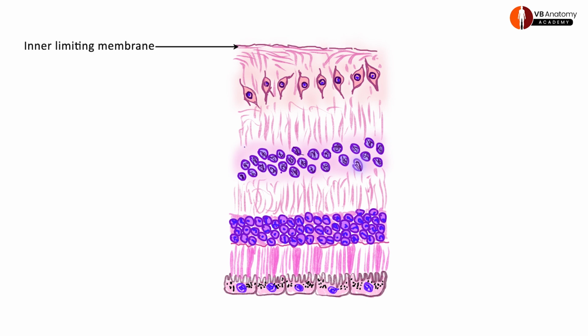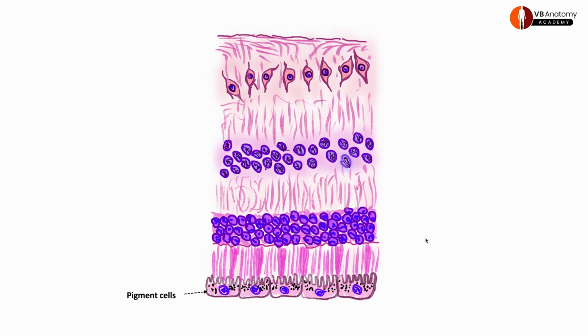Finally, let's draw the inner limiting membrane, which is the innermost layer of the Mueller's cell. This layer will separate the retina from the vitreous body. And there you have your diagram of retina. Let's understand it once more. These are the pigment cells. You can see the melanin pigment in them. They form the first layer of retina.